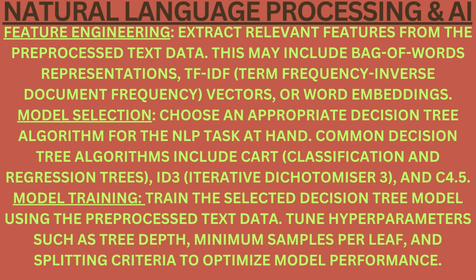Feature engineering. Extract relevant features from the pre-processed text data. This may include bag of words representations, TF-IDF (term frequency-inverse document frequency) vectors, or word embeddings. Model selection. Choose an appropriate decision tree algorithm for the NLP task at hand. Common decision tree algorithms include CART (classification and regression trees), ID3 (iterative dichotomiser 3), and C4.5.